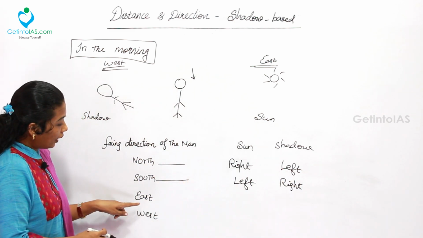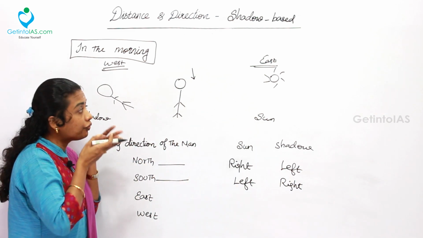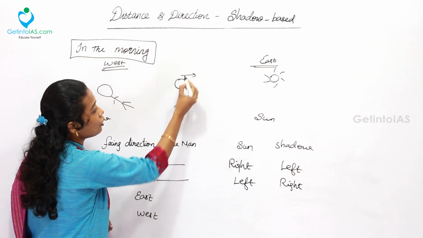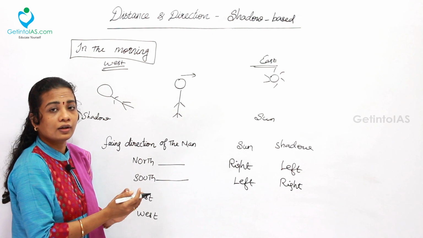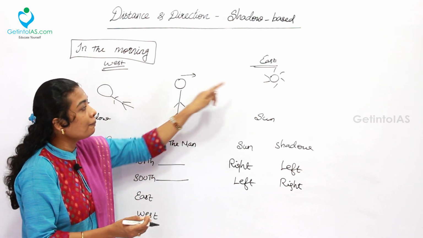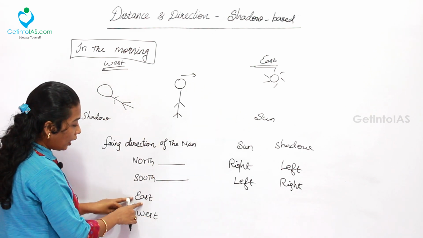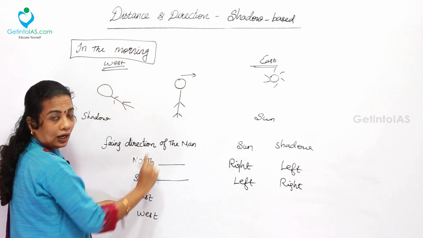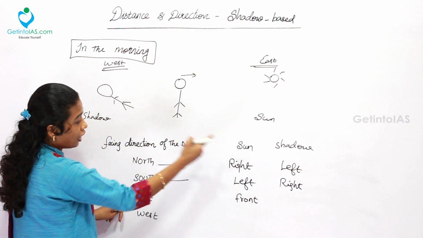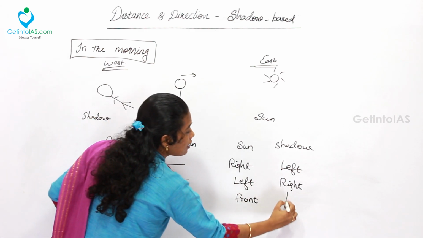Then the next thing, east. When the person is facing east, east means towards the sun. If the facing direction of the person is towards the sun, he will be getting his shadow back to him and in front of him the sun will be there. So if the person is facing east, the sun will be towards his front and his shadow will be at his back.